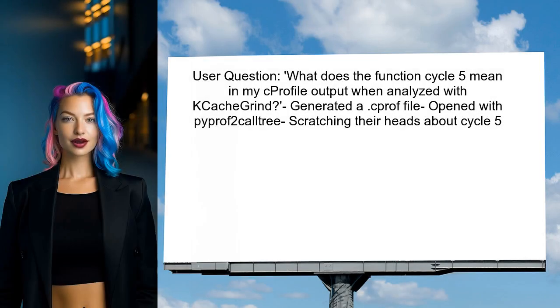Let's set the stage. One user recently asked, what does the function cycle5 mean in my cProfile output when analyzed with KCacheGrind? They generated a .cProfile and opened it with pyprof2calltree, but they were left scratching their heads about this mysterious function. Sound familiar?